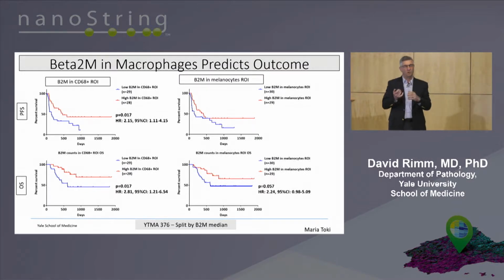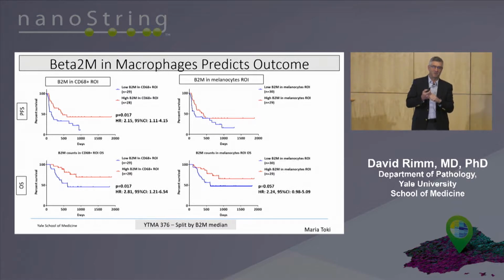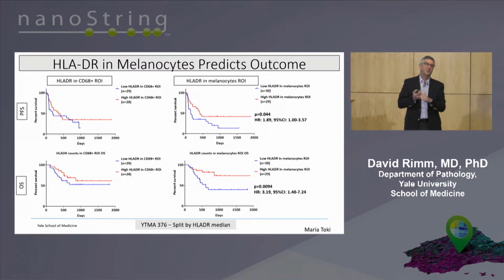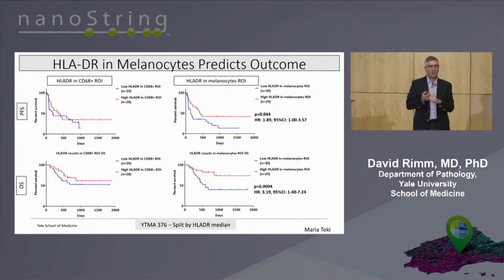Other things were also interestingly separated into compartments, and we're still understanding this completely, but beta-2M turns out to be predictive in the CD68 compartment, but not in the melanocyte compartment, whereas the opposite is true for HLA-DR, where it's predictive in the melanocyte compartment, but not associated with outcome in the CD68 compartment.